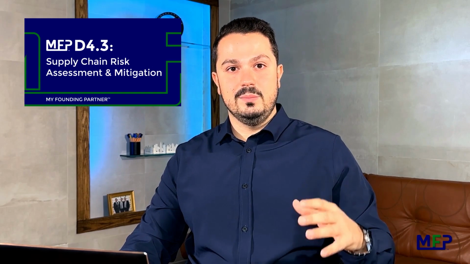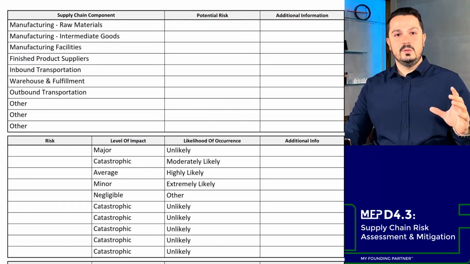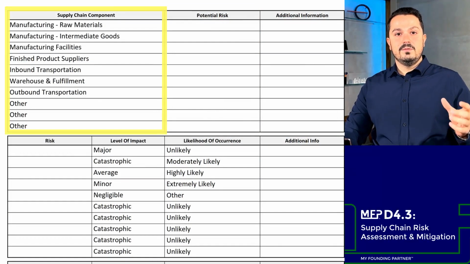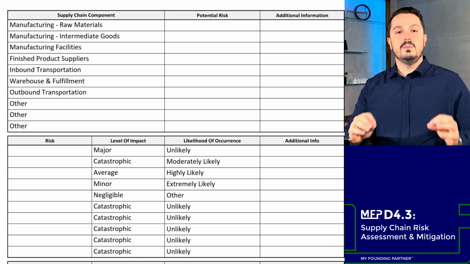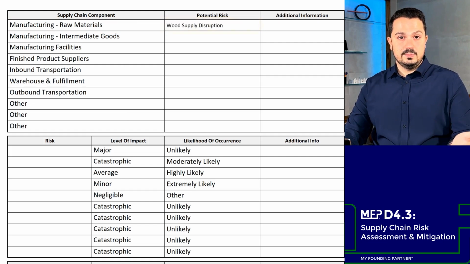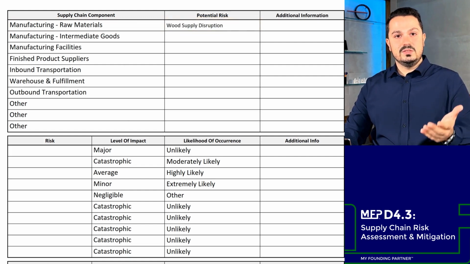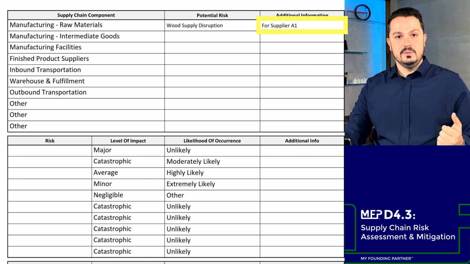So we do have in our doc kit number 4.3 as a template to help us go through all of this, but I'm going to go through one of the examples for my example company of a sustainable reclaimed wood furniture company. So looking at our example, I'm going to first look at a few different supply chain components. First of which, I would be looking at the manufacturing process, and in more particular, the raw materials. I'll be worried about a potential risk of a wood supply disruption, and I'm going to be looking at the wood supply disruption from my first assessed supplier, which was supplier A1, for example.